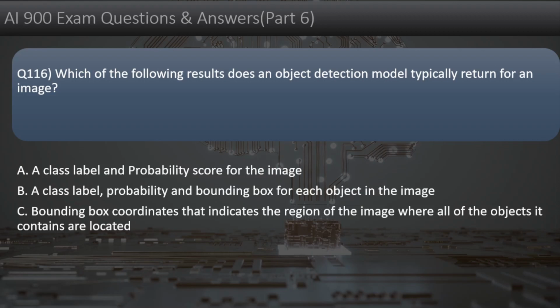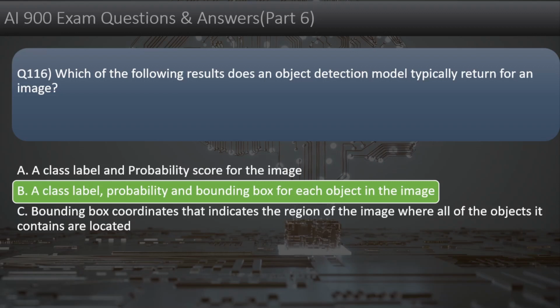Which of the following results does an object detection model typically return for an image? Option A, class label and probability score for the image. Option B, a class label, probability and bounding box for each object in the image. Option C, bounding box coordinates that indicate the region of the image where all of the objects it contains are located. The correct answer is option B, a class label, probability and bounding box for each object in the image.